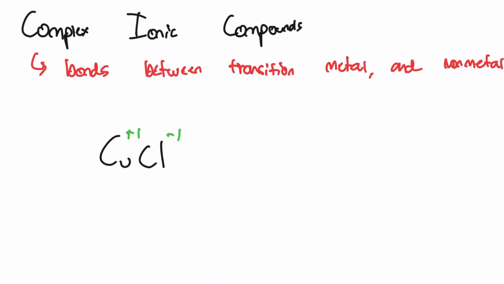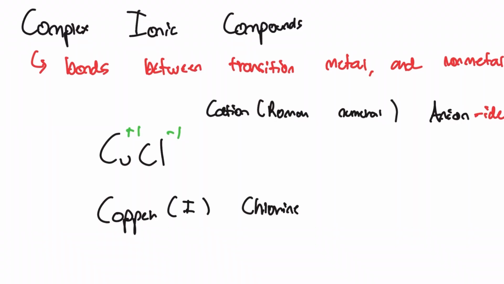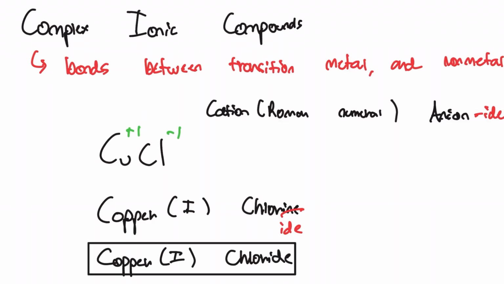To name a complex ionic compound, we first write the cation, and then write a Roman numeral after it signifying the cation's charge. We then write the anion and replace its ending with "ide." So let's do that with CuCl. We'll first write the cation, in this case copper, and then the Roman numeral for its charge, in this case a Roman numeral 1. We'll then write our anion and replace its ending with "ide." And so our final answer would be copper 1 chloride.